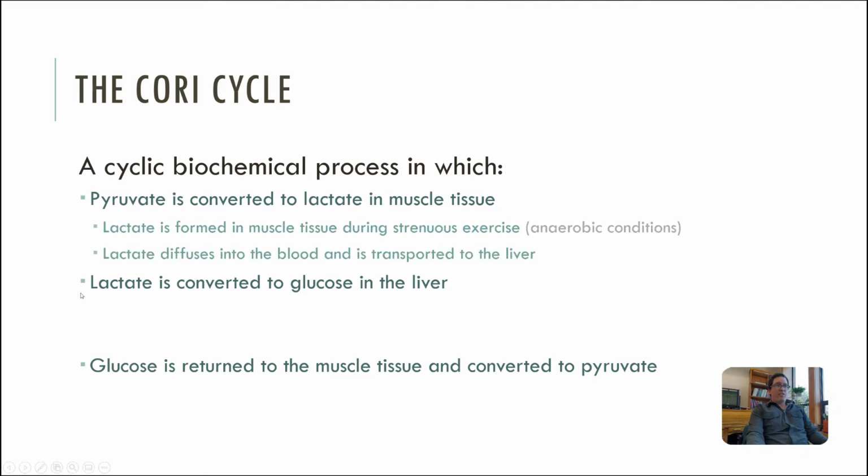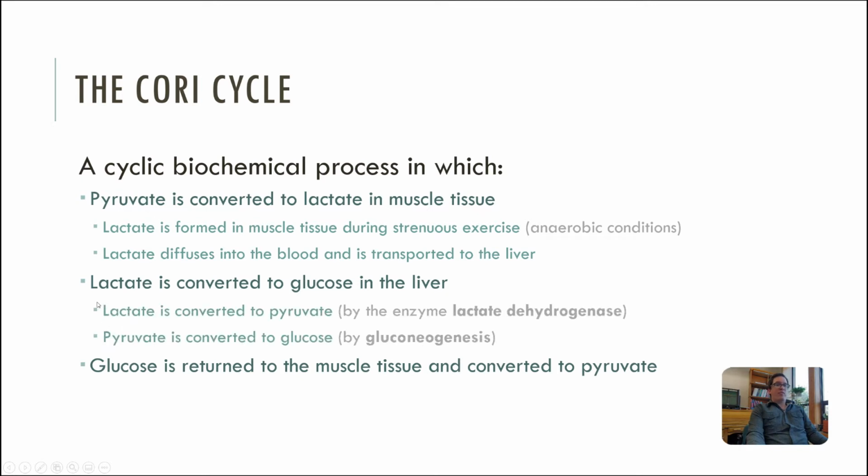All right. So ultimately, lactate is formed in muscle cells during strenuous exercise under anaerobic conditions. That lactate will then diffuse out of cells passively. It's a small enough molecule, out into the bloodstream, and it's transported to the liver. In the liver, the lactate is converted to glucose, and so we're able to restart the process. That lactate gets converted to pyruvate, and then pyruvate gets converted to glucose by the process of gluconeogenesis, which we're going to look at in just a minute.